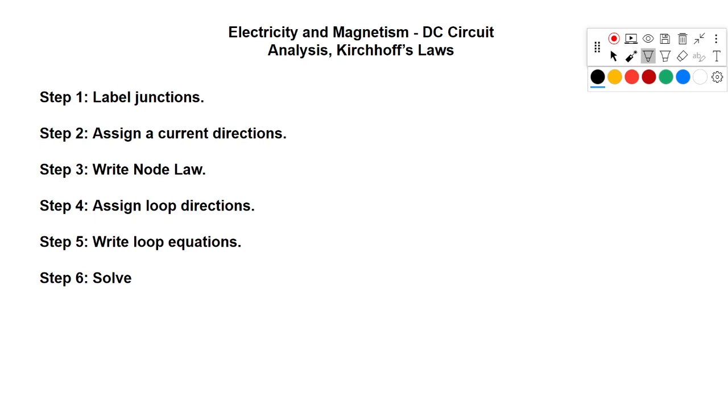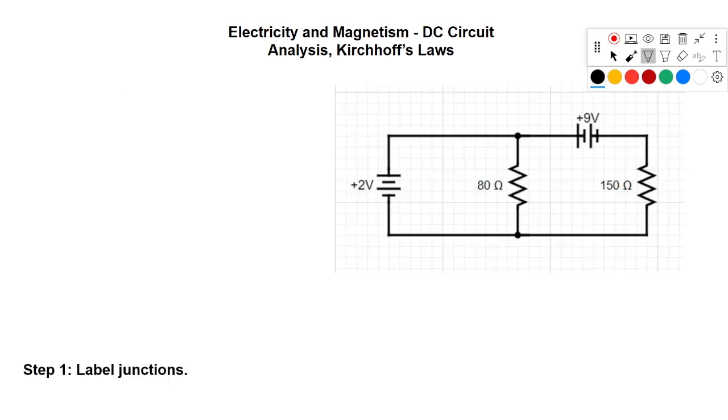So here are the steps we're going to follow, outlined one at a time, and we'll move through them as we try to solve this circuit problem. You can see we have two resistors, we have two voltage sources. It's not an incredibly complicated circuit, but you do need some kind of tactic to solve it.